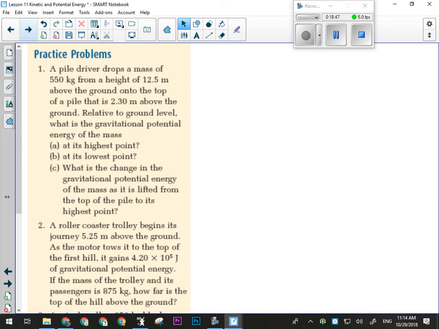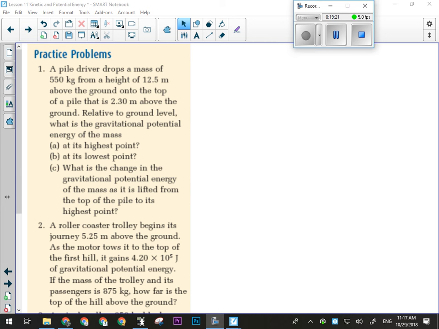We're taking a 550 kilogram Piledriver, 12.5 meters above the ground, and it's going to hit a pile that is 2.30 meters above the ground. Is it falling all the way to the ground? It's not. That's kind of the key part to that question. So it says relative to ground level, what's the gravitational potential energy of the Piledriver at its highest point, at its lowest point, and what's the change when it is lifted from the top of the pile to its highest point? Give me a minute here, quickly calculate those.